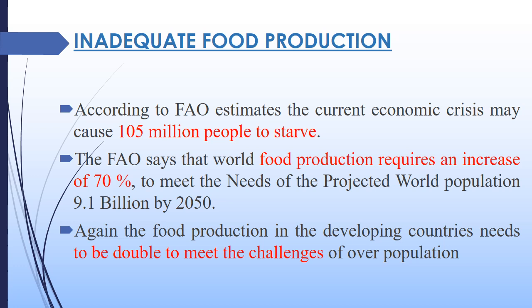The FAO says that world food production requires an increase of 70% to meet the needs of the projected world population by 2050. So we have to increase our food production up to 70%, then only we can meet the needs of the population by 2050. Then again, the food production in the developing countries needs to be doubled to meet the challenges of overpopulation. So we have to double our food production, then only we can meet the challenges of overpopulation.